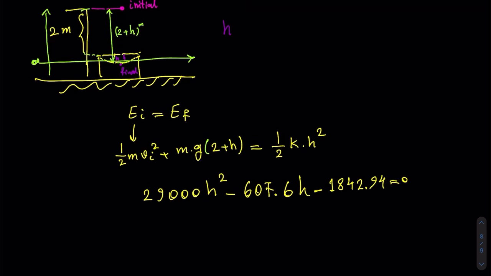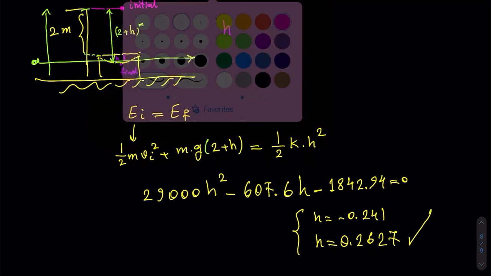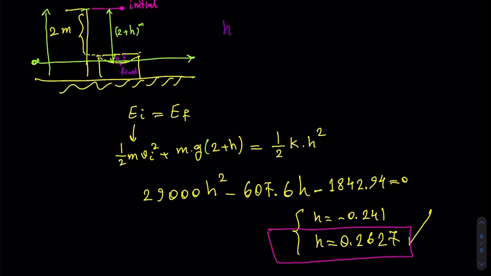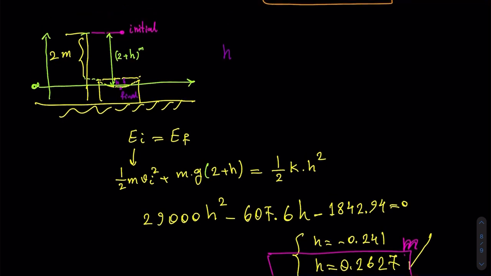We will get two answers actually, because it has two roots. One is h equals negative 0.241 and the other one is 0.2627, which we take as the answer because it is positive. The unit is meter, because all our calculations were in standard units. So this will also be in meters.